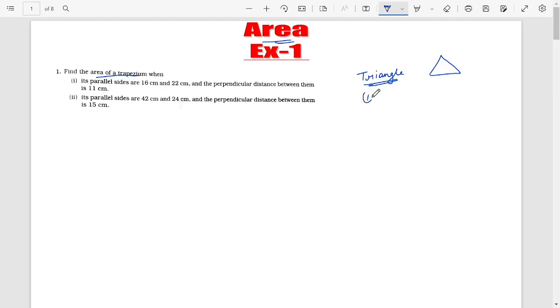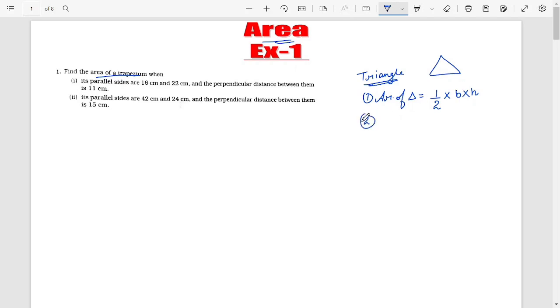So if we have to find the area of a triangle, what formula do we have to use? If the triangle is a right angle triangle, then in that case we have to use the formula half into base into height.